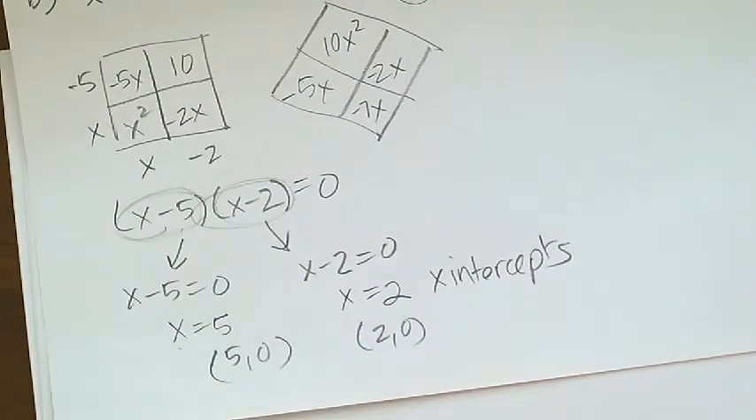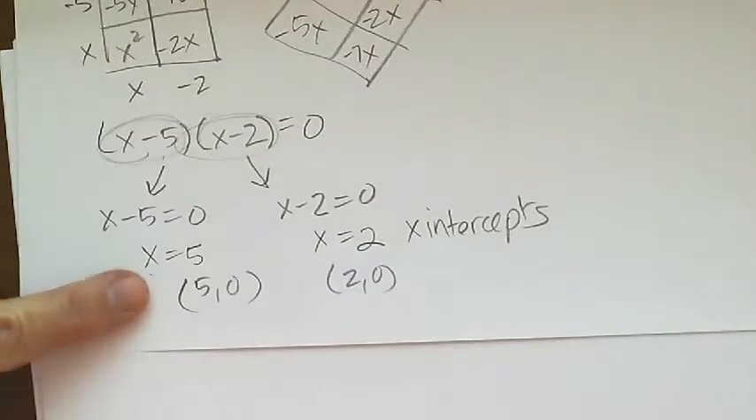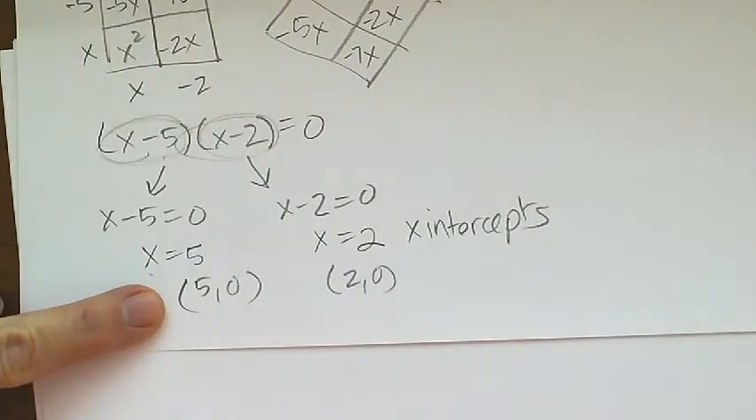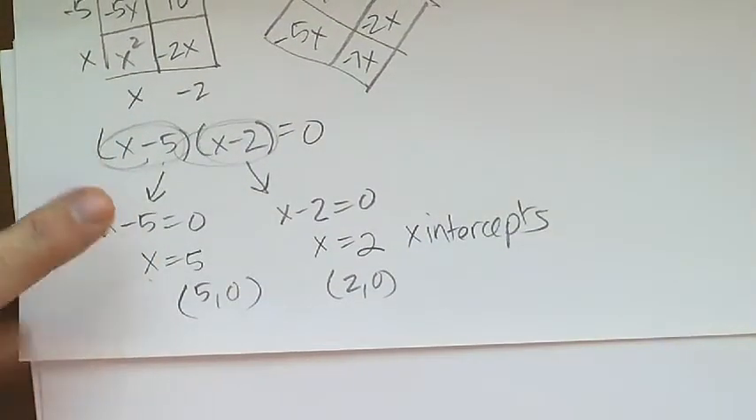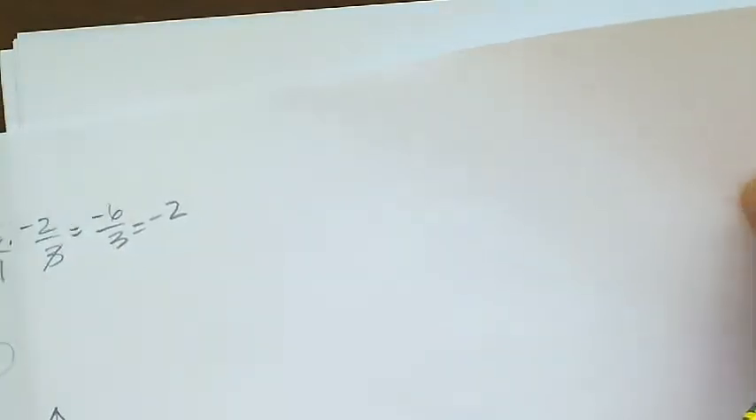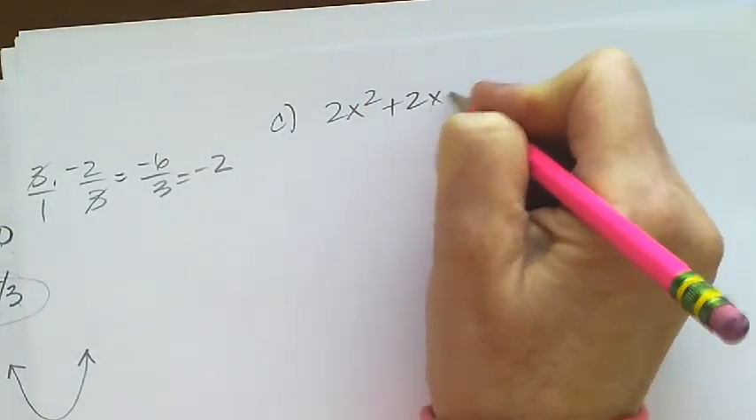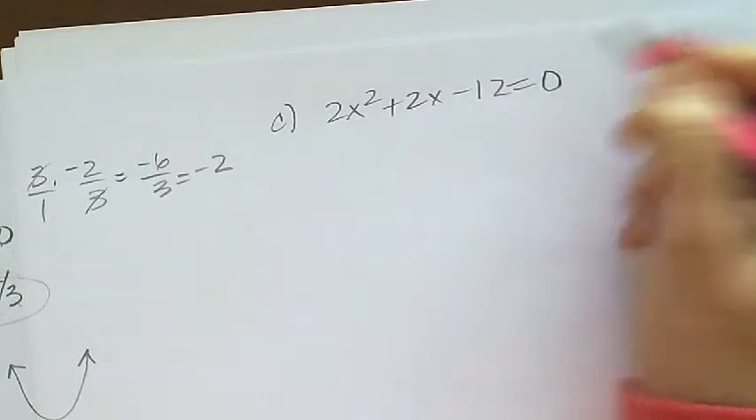And you could check this on Desmos. You could graph this equation right here. You could find the zeros just using a graph. This is just an algebraic way of doing it, and yes, you will have to do that on the test, so it's good practice. Okay, part C, we have 2x squared plus 2x minus 12 equals 0.